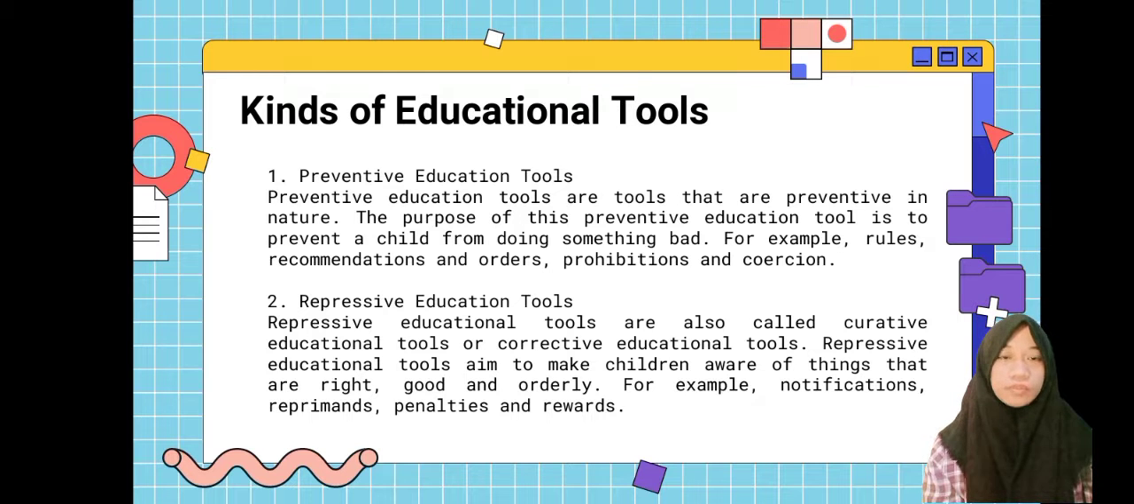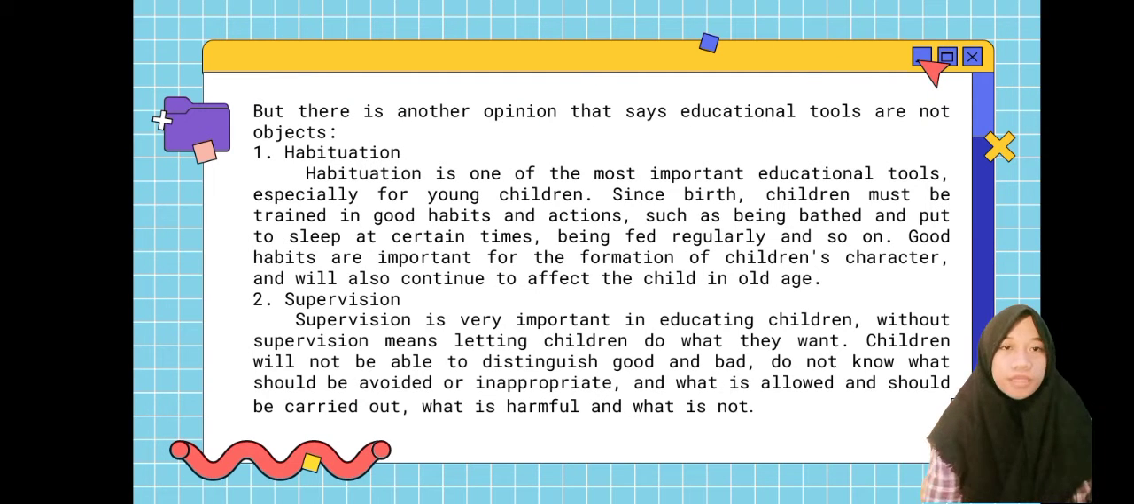Number 2. Repressive education tools. Repressive education tools are also called curative educational tools or corrective educational tools. Repressive educational tools aim to make children aware of things that are right, good and orderly, for example, notification, reprimands, penalties, and rewards. But there is another opinion that says educational tools are not objects.